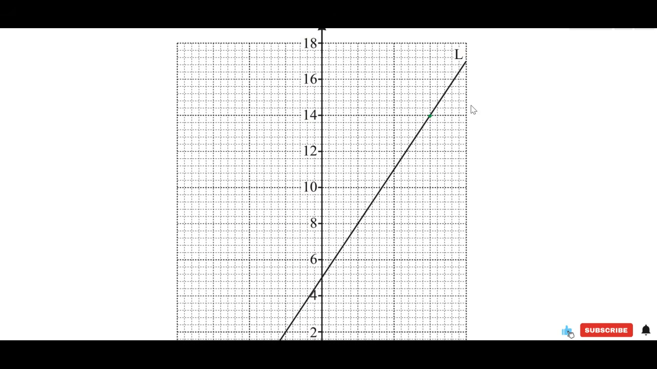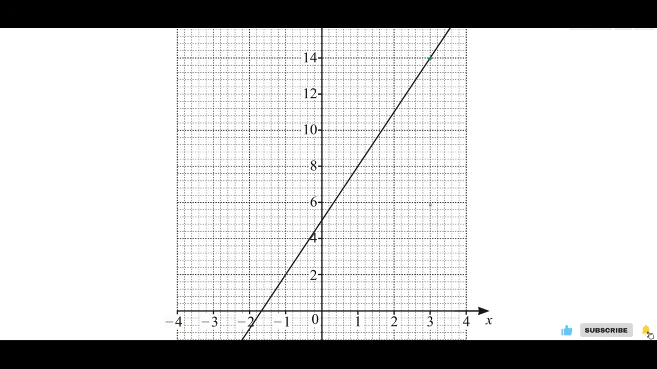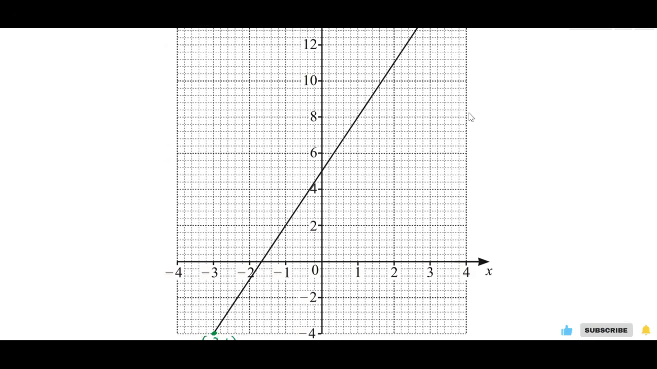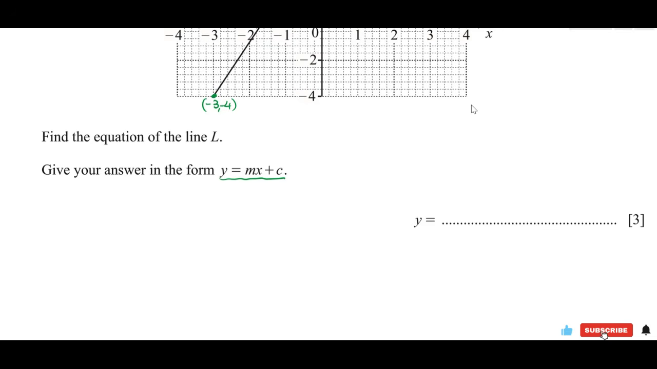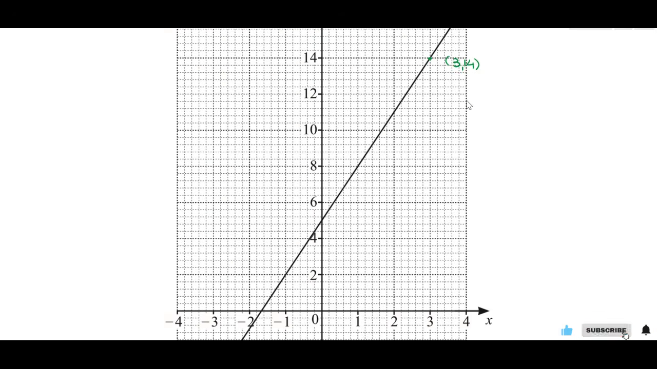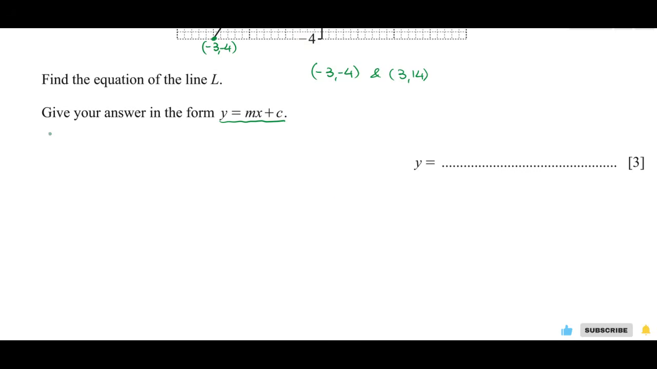And the other point we select is this one, 3 and 14. Substitute these 2 points and solve for m and c, right? So the first point is -3 and -4, and the other point is 3 and 14. Let me double check. Is it 3 and 14? Yes, it's 3 and 14. Now let me plug these 2 points and we can easily solve for m and c.